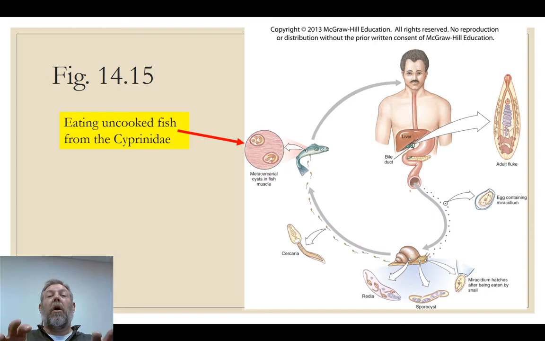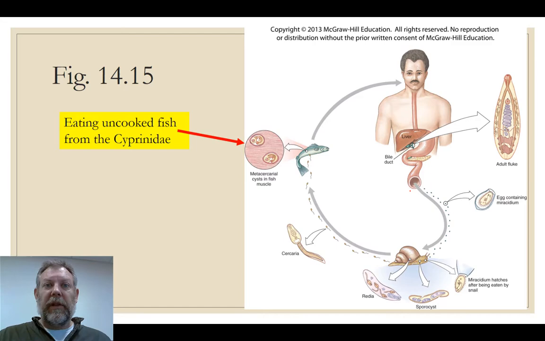I worked with a buddy of mine before, and we looked at a grub or a fluke that lived in the Centrarchidae, which are the sunfish, which is a different family of fish. But usually the human liver fluke you're going to find in Cyprinidae, and if you eat an undercooked version of that, you might complete the life cycle.